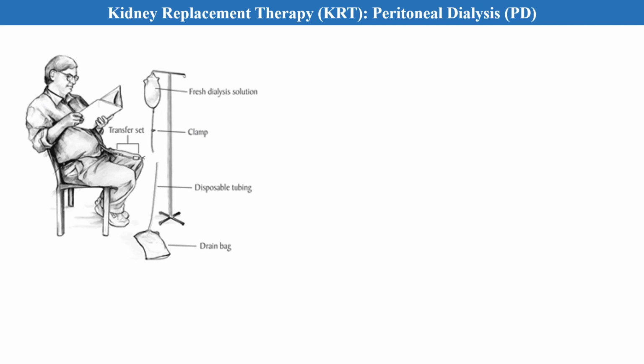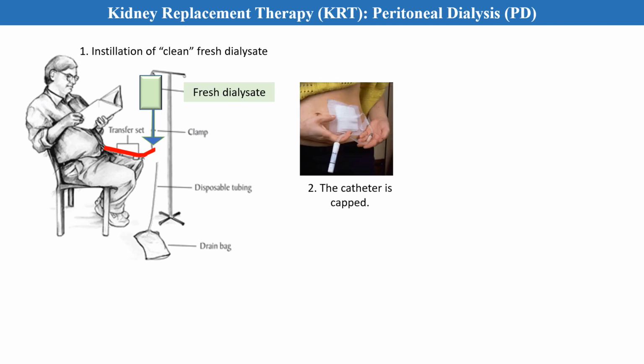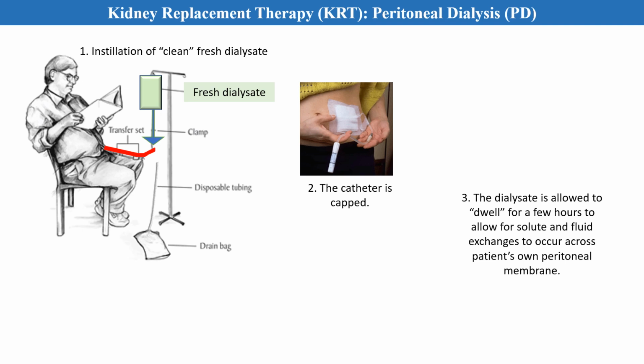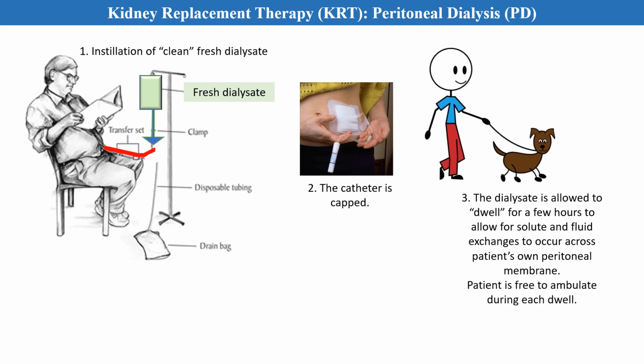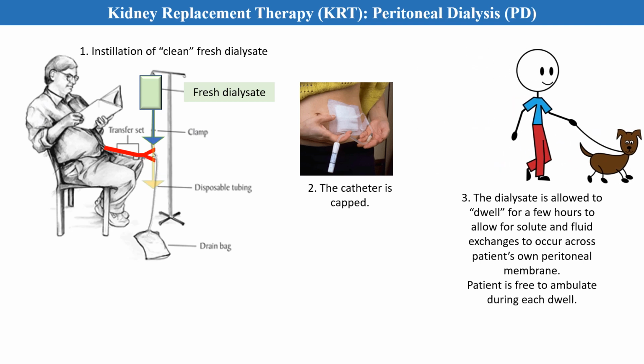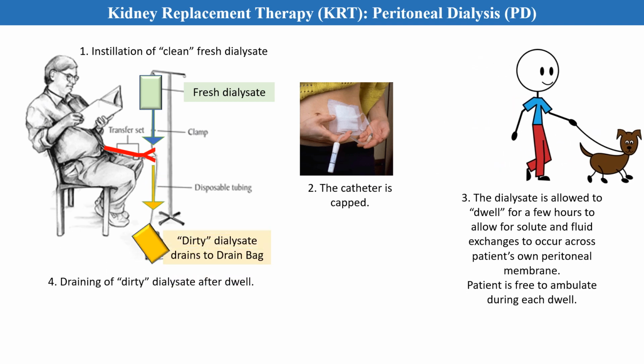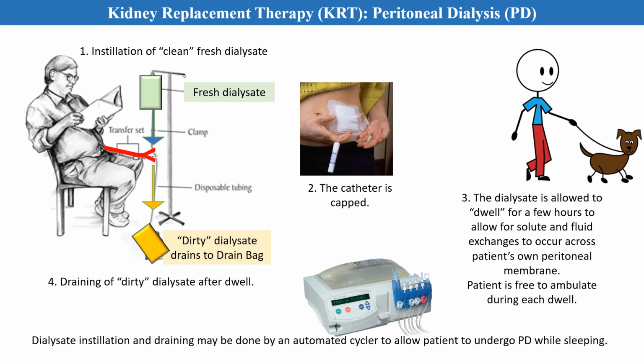In peritoneal dialysis, the patient instills clean dialysate into the abdomen via a peritoneal dialysis catheter. The catheter is then capped. The dialysate is allowed to dwell in the abdomen for a few hours to allow for solute and fluid exchanges to occur across the patient's own peritoneal membrane. During each dialysate dwell, the patient is free to ambulate. After the dwell, the dirty dialysate gets drained and discarded. Dialysate installation and draining may be done by an automated cycler to allow patients to undergo peritoneal dialysis while sleeping.